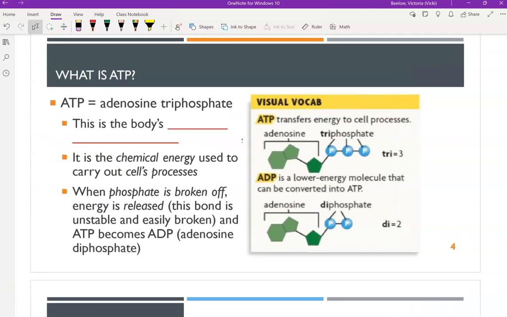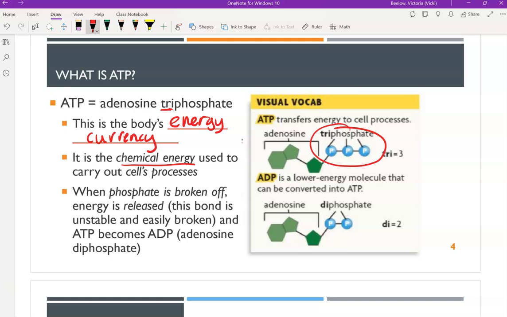So like I said, ATP stands for adenosine triphosphate. Tri meaning 3 phosphates. And again, this is the body's energy currency. It's the type of chemical energy in our bodies that we need in order to do stuff. You've already seen this in cell transport in the cells unit. Remember the sodium potassium pump, in order for that to work, it required ATP. And the sodium potassium pump is crucial in how your nervous system works.